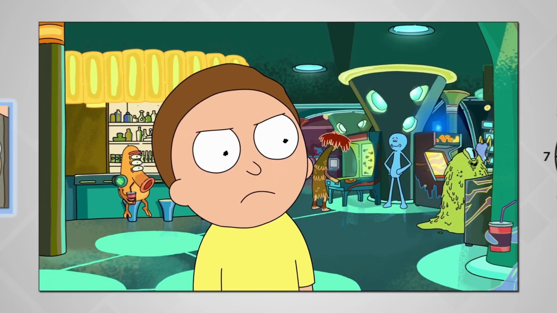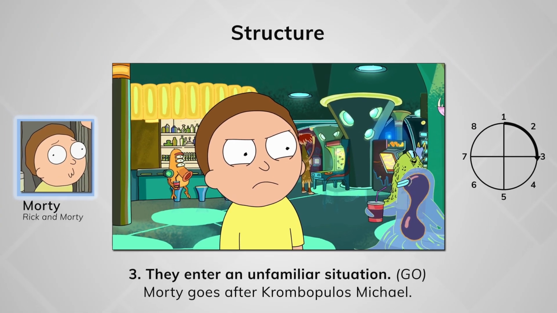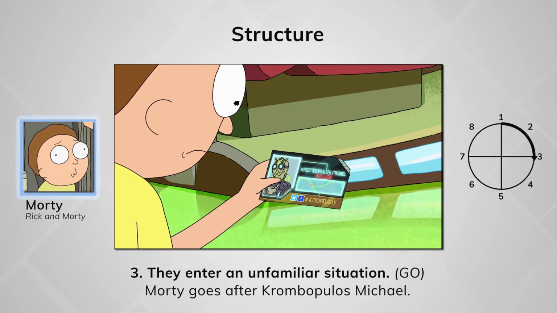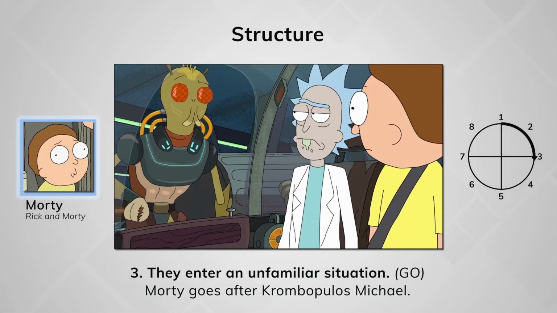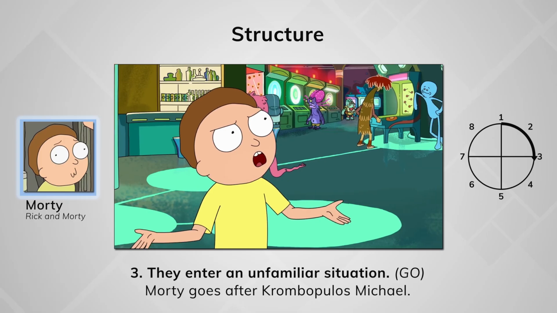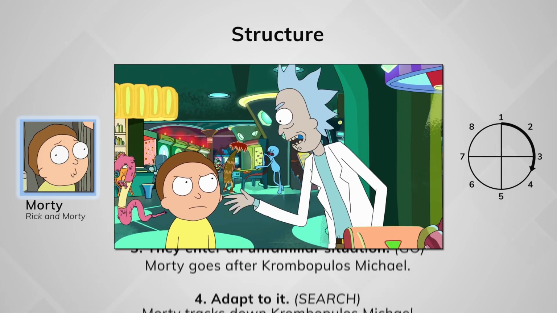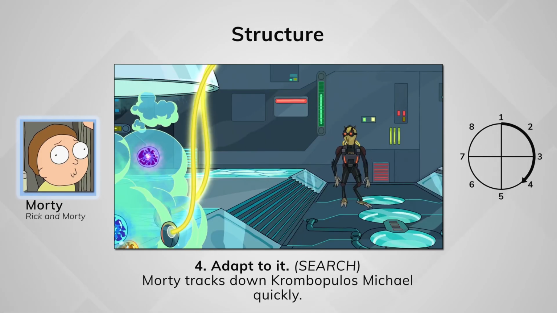At number 3, Morty enters an unfamiliar situation when he decides to go after K. Michael. Morty does this because of his philosophical belief that what Rick did was objectively wrong, and that Rick's actions should be righted. At number 4, Morty tracks down K. Michael quickly.